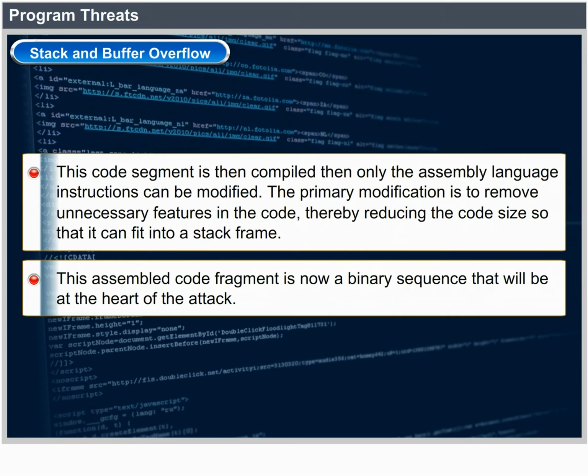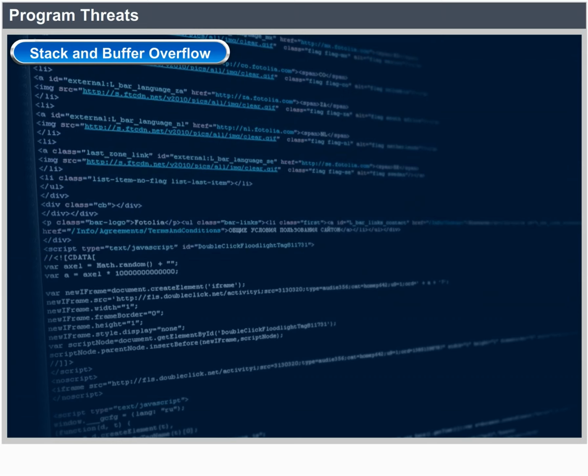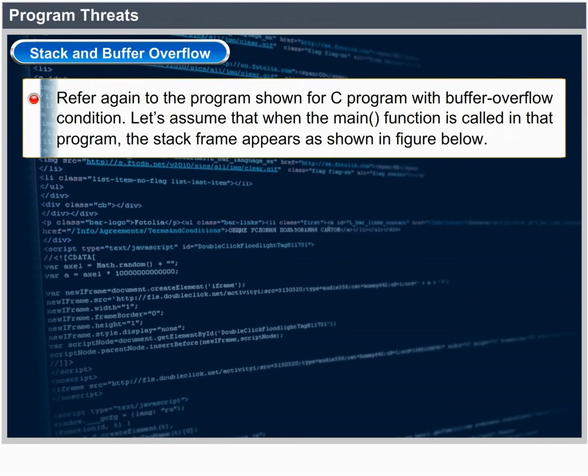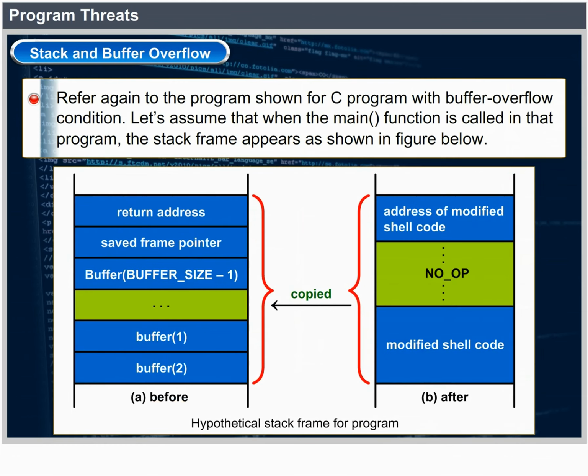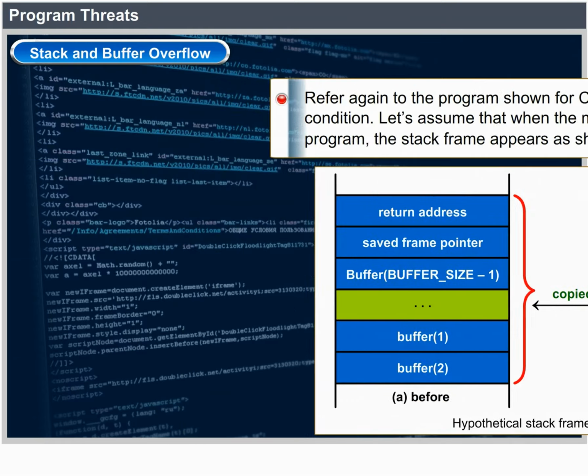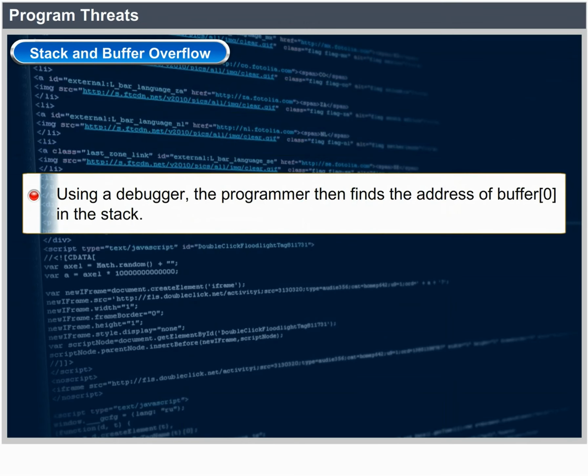Refer again to the program shown in the C program with buffer overflow condition. Let's assume that when the main function is called in that program, the stack frame appears as shown in the figure below: hypothetical stack frame for program, A before and B after. Using a debugger, the programmer then finds the address of buffer[0] in the stack. That address is the location of the code the attacker wants executed.